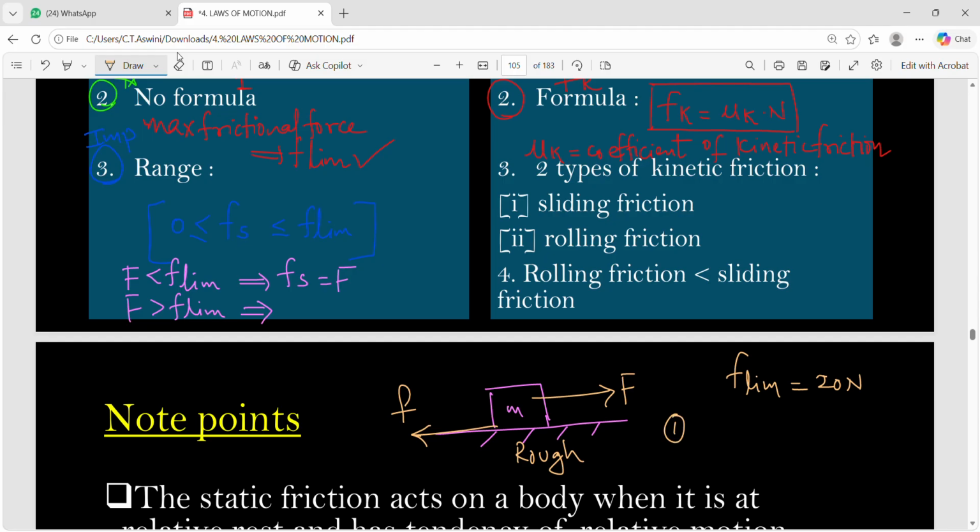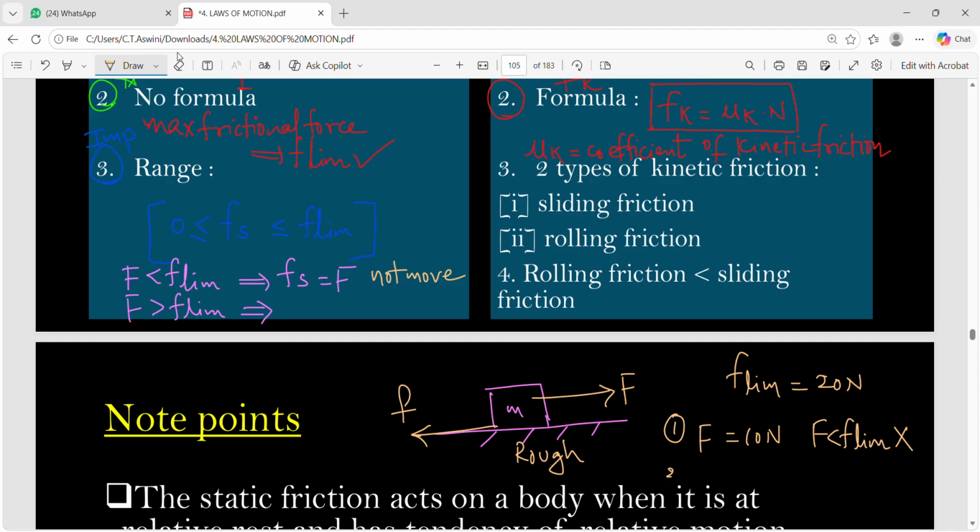Now imagine the case you have applied only 10 newtons. What is the maximum friction the floor can apply? 20. That means you are trying to pull it forward with 10 newtons, but the floor is pulling it backward with 20 newtons. Frictional force is more, F limiting is more. So in this case, what happens when F is less than F limiting? The body will not move. The body will be in rest condition.